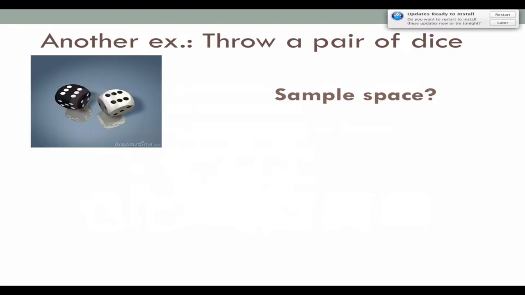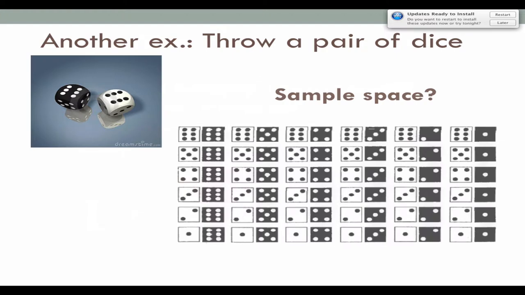Another example, if we throw a pair of dice instead of a single die, what's the sample space for this experiment? Right, yeah. For a single die, we have six possible outcomes. For a pair of dice, we're going to have 6 by 6, 36 possible outcomes. So this is the total sample space for the experiment of throwing a pair of dice.